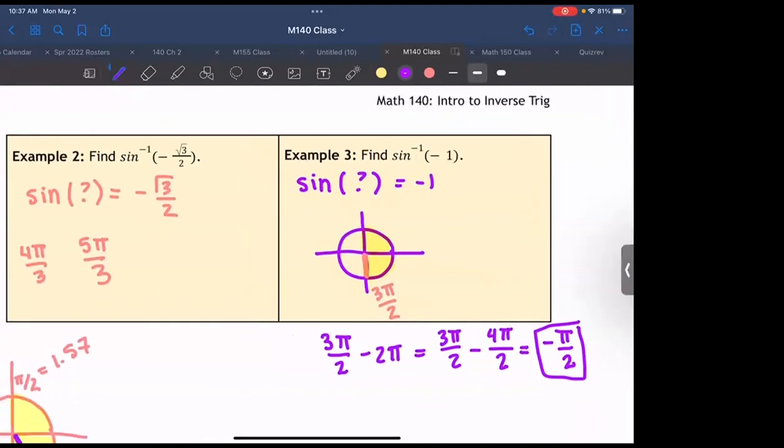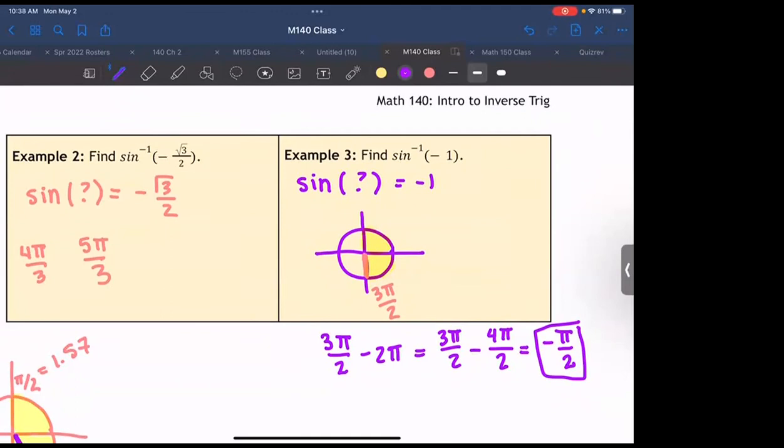One other thing you could have done, if you don't feel like doing the subtraction, you could have just solved 3 pi over 2 and realized it's going pi over 2 in the negative direction. So if you want to go a little bit faster, you can always just read it in the negative direction. Totally fine with me. But that's how we go here. Any questions on example 2 and example 3?